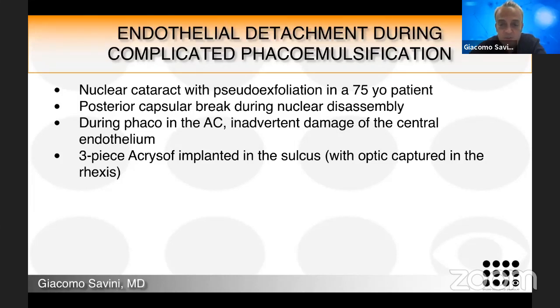This was a case that I operated on just after Christmas in January, before the lockdown, with pseudoexfoliation. The patient was 75 years old, and when I was chopping the nucleus, I broke the posterior capsule. So I had to move the nucleus into the anterior chamber. When I was maneuvering and disassembling the nucleus, I made a big error and damaged the endothelium with the spatula, not the peripheral but the central endothelium. I immediately realized that this was a mistake. Then I implanted a three-piece AcrySof in the sulcus with the optic captured in the rhexis.